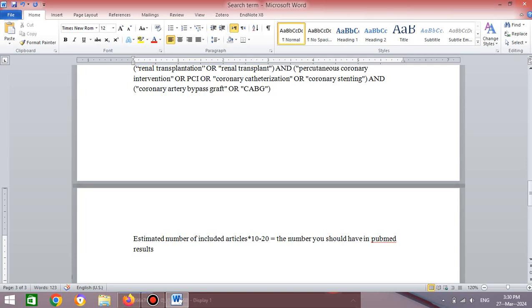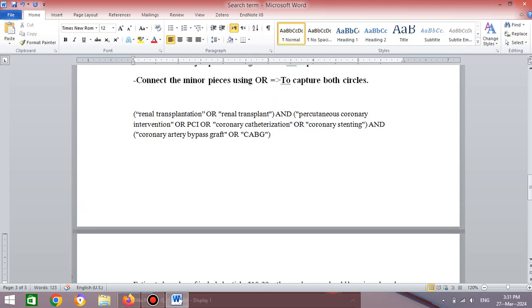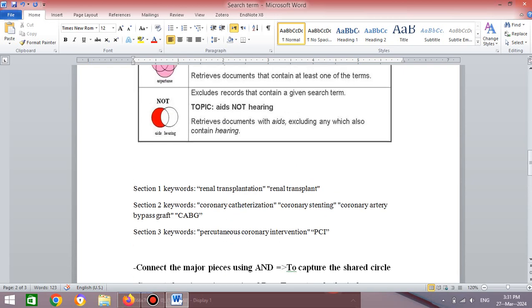Building a search term, you will learn it by experience, and your supervisor should take a major role in teaching you about that. However, this is a short guide for you.